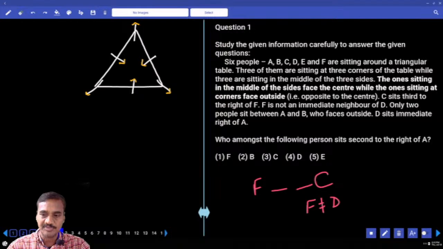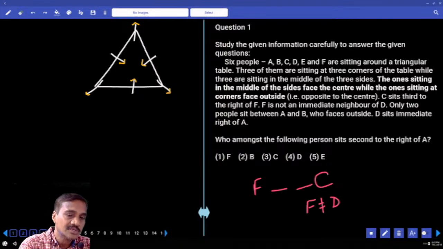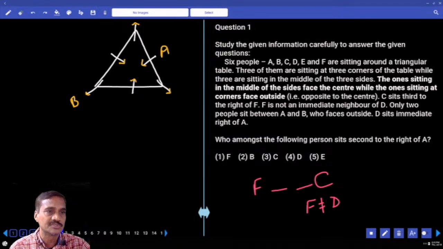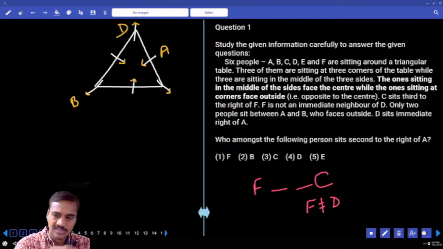And only two people between A and B. B faces outside. B faces outside ante now B is here. Now two persons between them is nothing but A and B are opposite to each other. Then next one, D sits to the immediate right of A. Now D is here. My D ikkada unte F and D are not adjacent to each other.